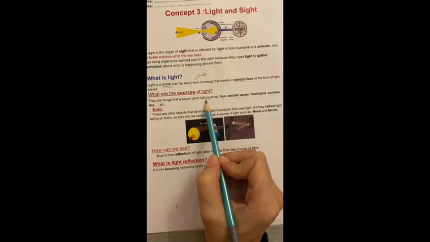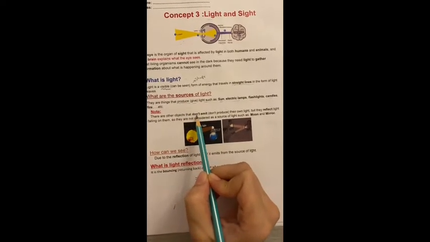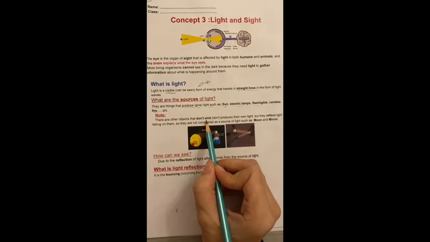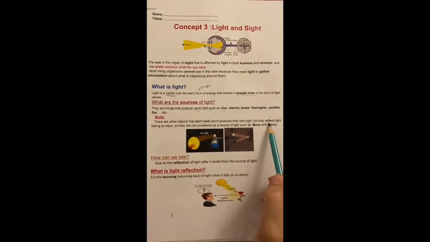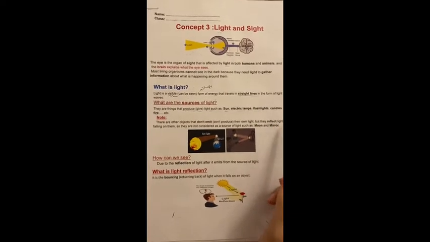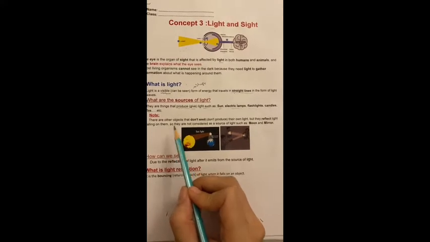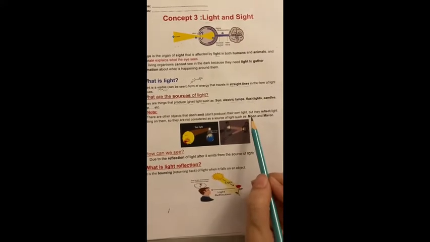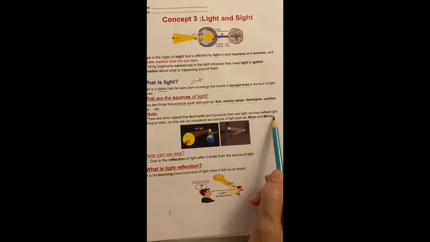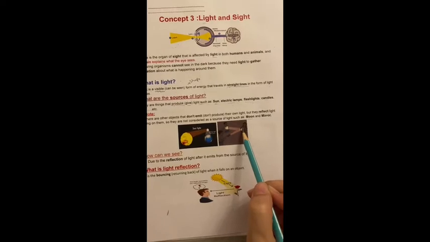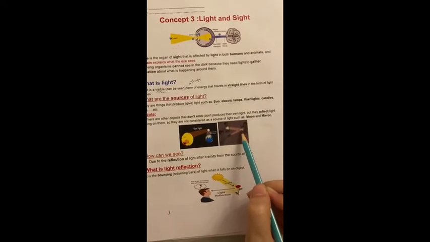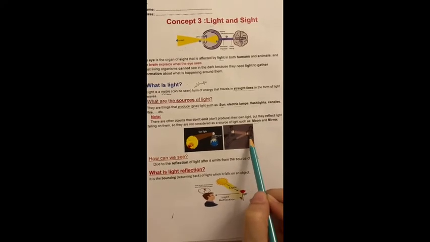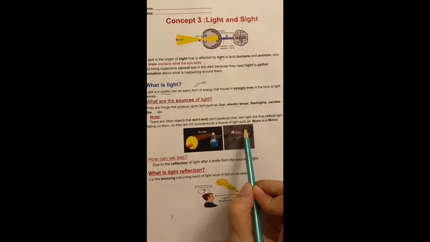They give us light. But there are other objects that don't produce light or don't emit light, but they reflect light. They bounce off light that falls on them. So they are not considered a source of light. They just reflect the light, such as the moon and the mirror. When light falls on the mirror, it will reflect light. Does the mirror produce light? No, the mirror doesn't produce light. So it's not a source of light. The same for the moon.